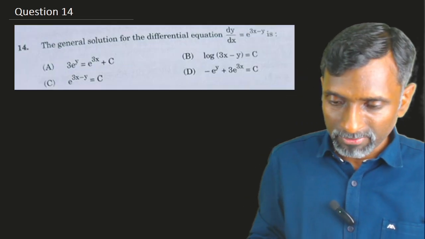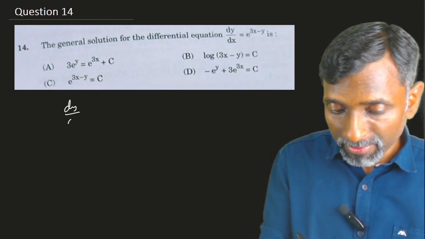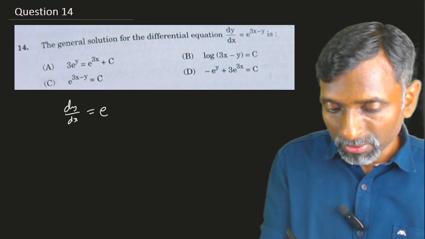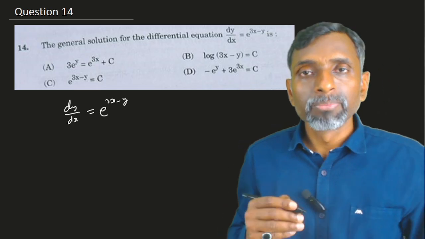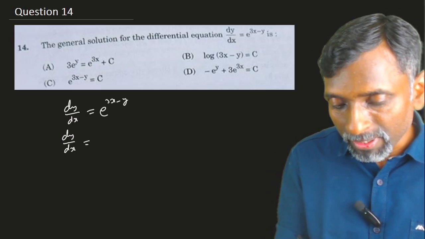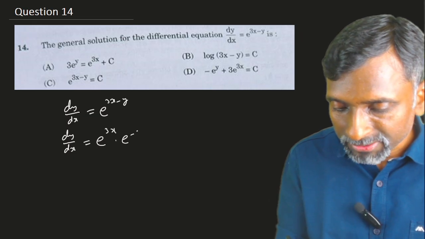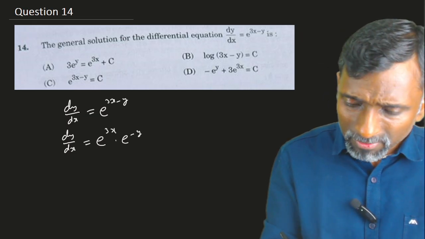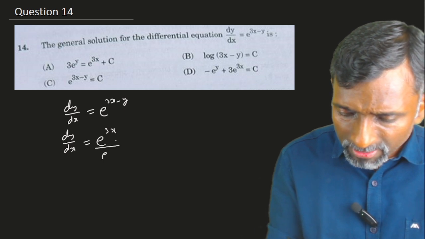Okay. Question 14. We can solve this differential equation dy by dx is equal to e to the power 3x minus y. You know the variable separable method. In exponential functions, mostly questions we can do by variable separable. Why? Because we can split it into two parts. Or we can also write it as e to the power 3x divided by e to the power y.